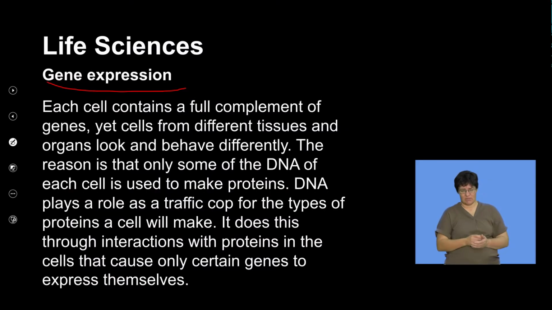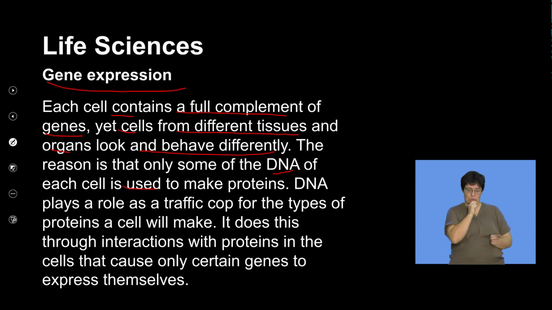So let's understand that. Each cell contains a full complement of genes. So all our cells have the same number of genes. Yet cells from the different tissues and organs look and behave very differently. As I mentioned, the reason is that some of the DNA of each cell is used to make proteins. Not all. So certain genes are switched on.